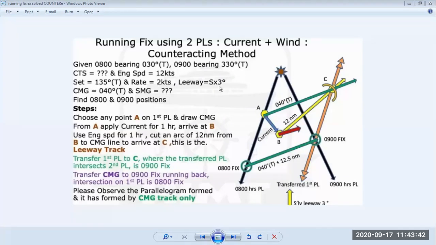Leeway is 3 degrees, southerly wind. Course made good is 040. Speed made good we have to find out. We have to find the position at 0800 and 0900.